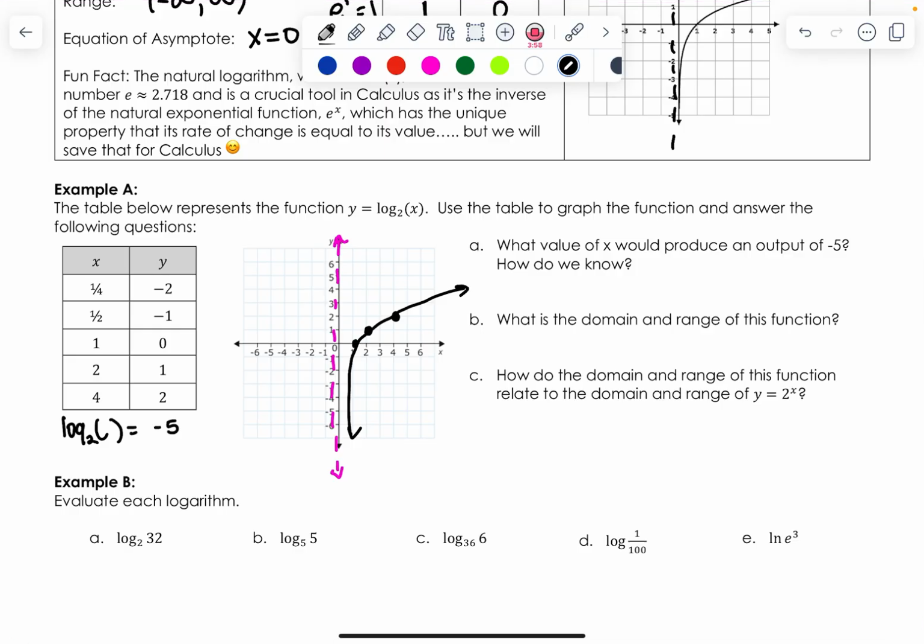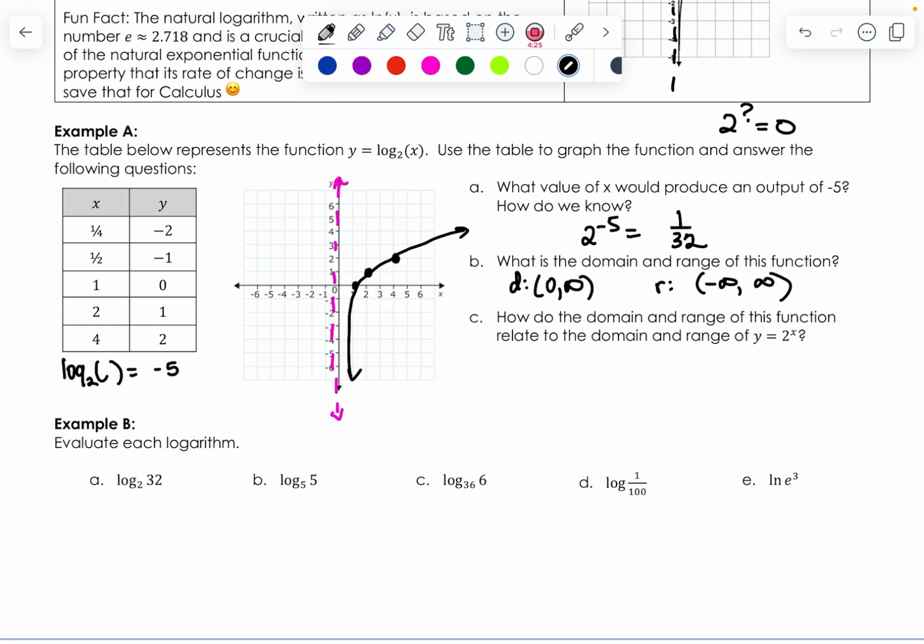So that's really 2 to the -5. So it's 1/32. The domain is still 0 to infinity because I can't find 2 to some power that'll give me 0. Think about what's 2 to the 0 power. It's 1. However, my outputs can, in fact, be negative. They can be 0. How do the domain and range of this function relate to the domain and range of y equals 2 to the x?